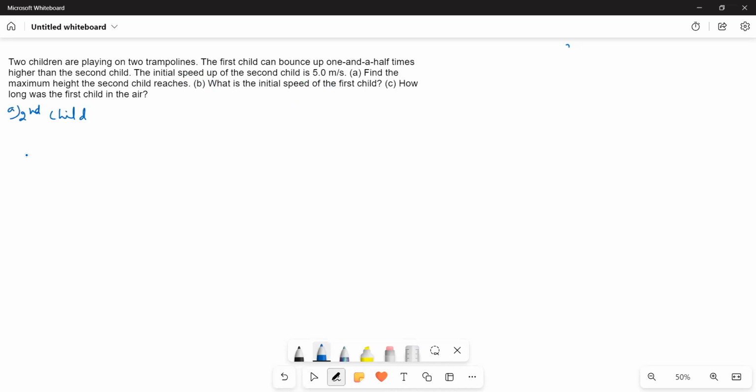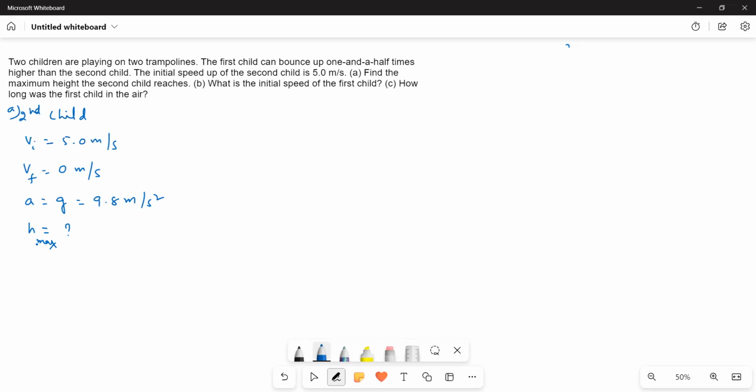This is part A. Vi is equal to 5 meters per second. And the final velocity will become 0 because at the highest point, the final velocity will be 0. And acceleration is acceleration due to gravity, that is equal to 9.8 meters per second square. Now we have to find out the maximum height, h maximum.